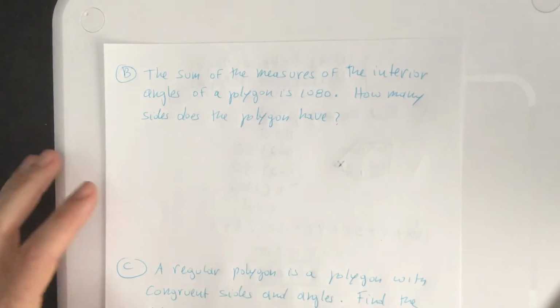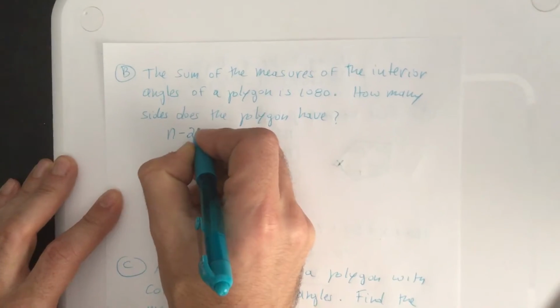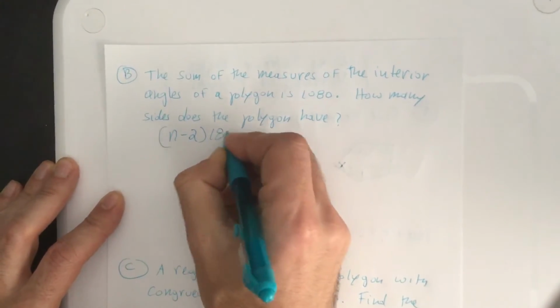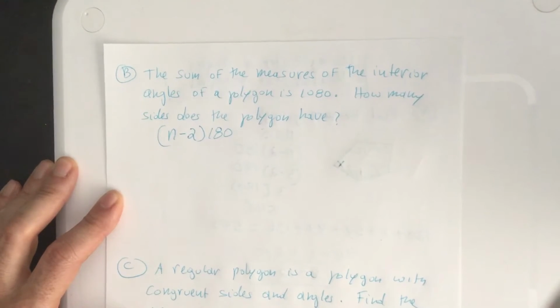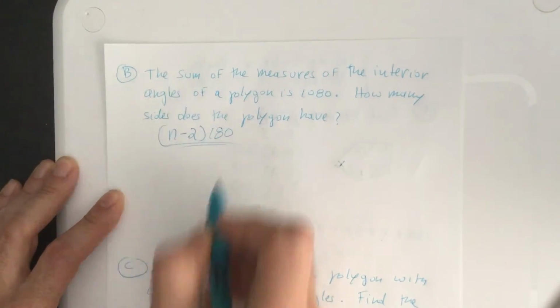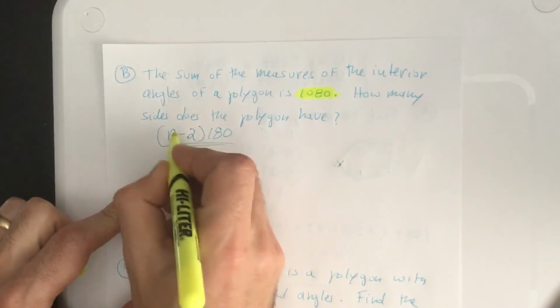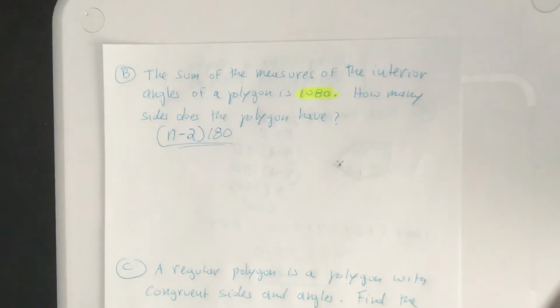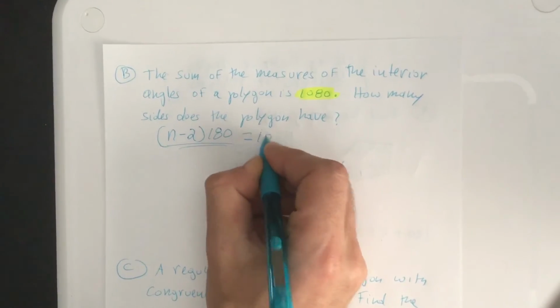All right, the first thing you should do is write down the formula: n minus 2 times 180. That's the formula we use to find the sum of all the interior angles inside a polygon. Make sure they're the interior angles. They're telling you that the sum is 1080, so n minus 2 times 180 equals 1080.